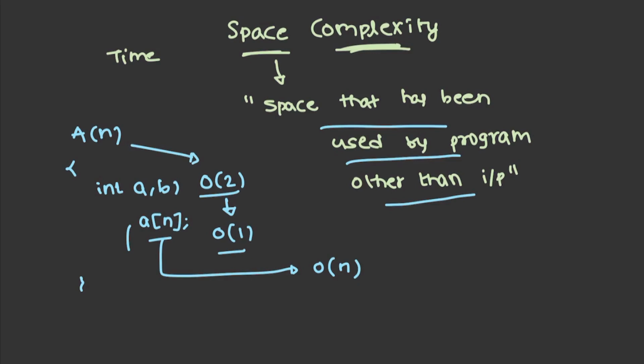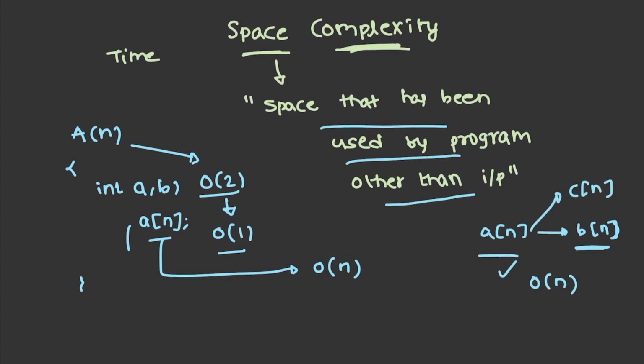If you are copying an array A of n to an array B of n, A of n is actually the input that has been provided, but B of n is the extra array that you need to create the memory for. So the space complexity in this example will be order of n. And if you are copying it into two arrays, let's say C of n as well, then the space complexity will be equivalent to order of 2n.